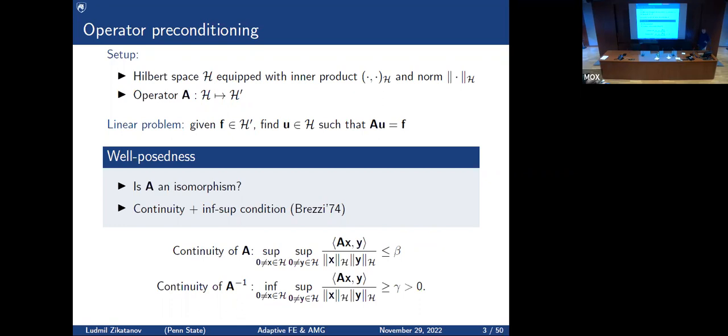Okay. So what I'm going to assume about this operator A is that it is actually an isomorphism. If the problem Au = f is not well posed, that is a different ballgame. So the story here is that we have a well posed problem, which means A is continuous, and also A inverse is continuous and satisfies the Babuška–Brezzi, inf-sup condition, which is written down below, and it will be repeated later.